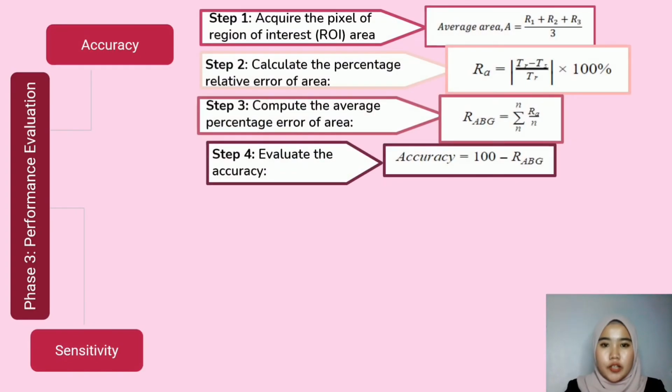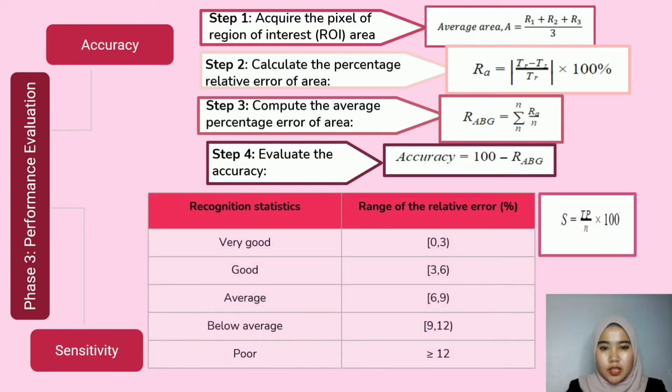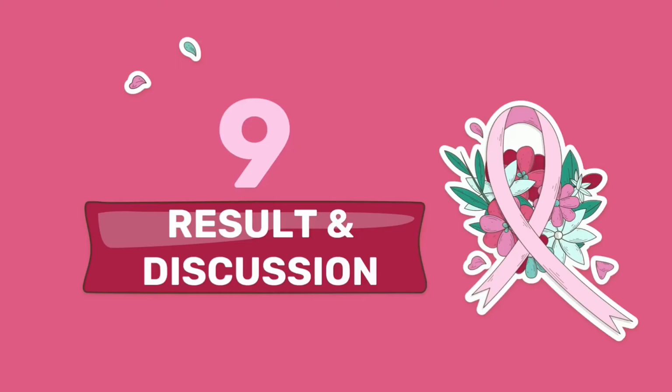Phase 3, performance evaluation. The performance was evaluated in two parts, which are accuracy and sensitivity. For accuracy, 4 steps were involved. The accuracy was evaluated by subtracting the average percentage error from 100. And for the sensitivity, the recognition statistic was used and categorized according to the range of the percentage relative error.